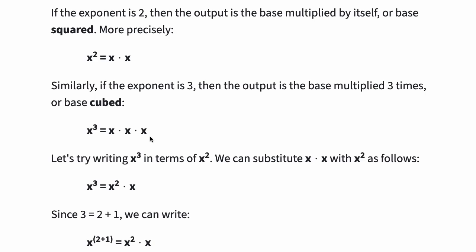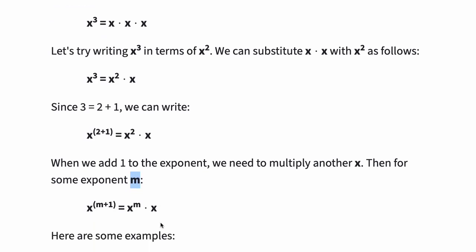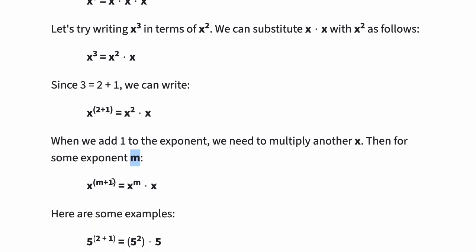Let's try writing x cubed in terms of x squared. We can substitute x times x with x squared as follows. Since 3 equals 2 plus 1, we can write x to the 2 plus 1 equals x squared times x. When we add 1 to the exponent, we need to multiply another x. Then for some exponent m, x to the m plus 1 equals x to the m times x.